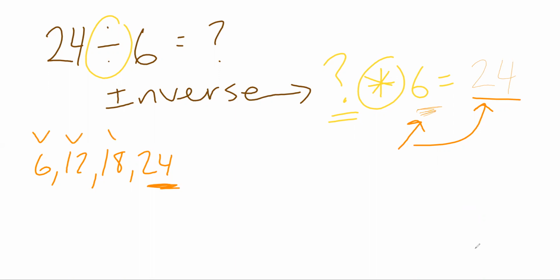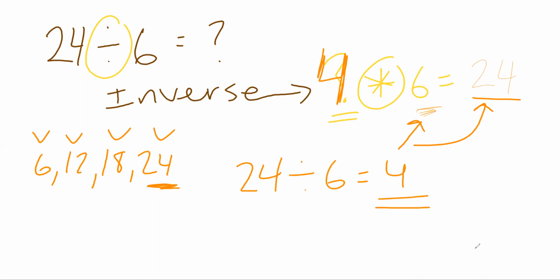So that's 1, 2, 3, 4 times. So 4 times 6 equals 24. Therefore, the inverse or the fact family tells me that 24 divided by 6 equals 4. Okay, so minus my little mistake about flip-flopping those numbers, I hope this is starting to make a little sense. How can we then solve division problems using multiplication?